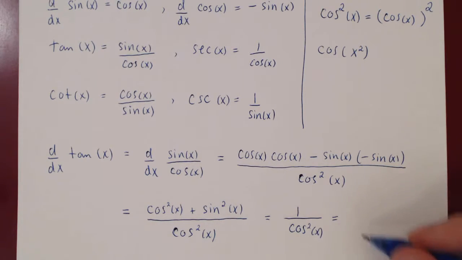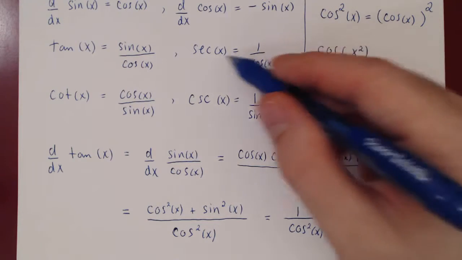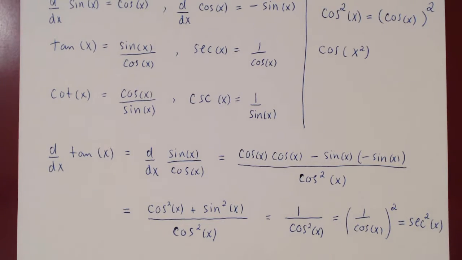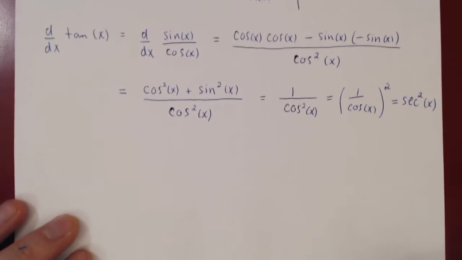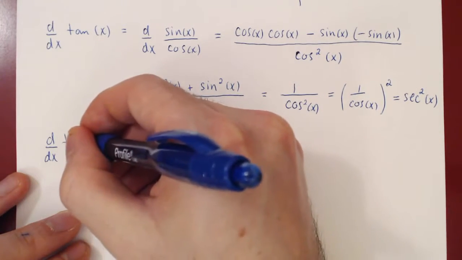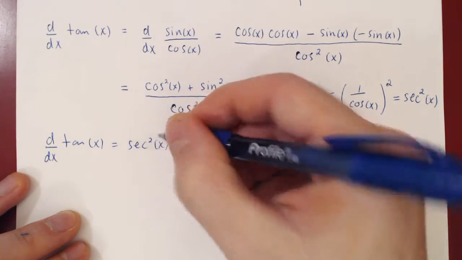But we can write this as 1 over cos, all squared, because if you square 1, you get 1. And now we can give this a shorter name. 1 over cos of x, this is by definition secant of x. Since we have 1 over cos squared of x, this is secant squared of x. And now we have the derivative for tan of x. We can summarize: the derivative of tangent of x is secant squared of x.